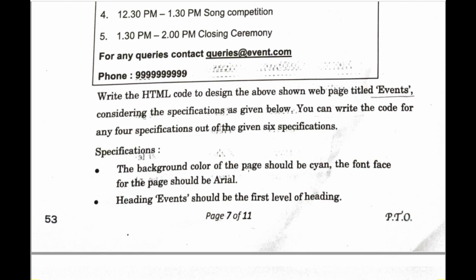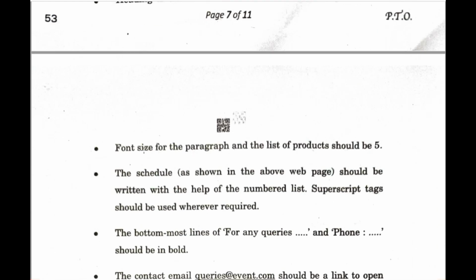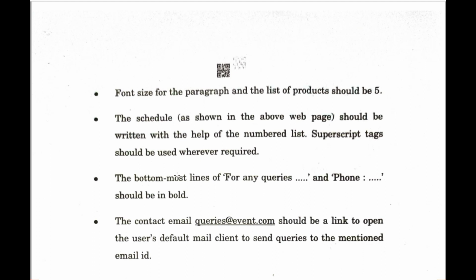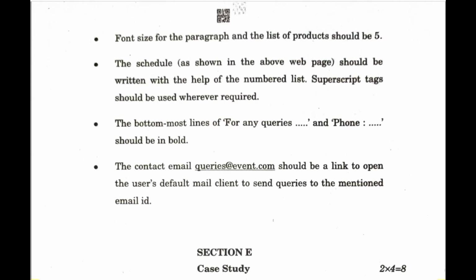Your background color should be cyan and the font face should be Arial. Then they told us that events should be in the first level of heading. Then they said that font size should be 5 pixel, and the schedule should be written with the help of a numbered list, and at the bottom, for any queries, we have to use bold and mailto.